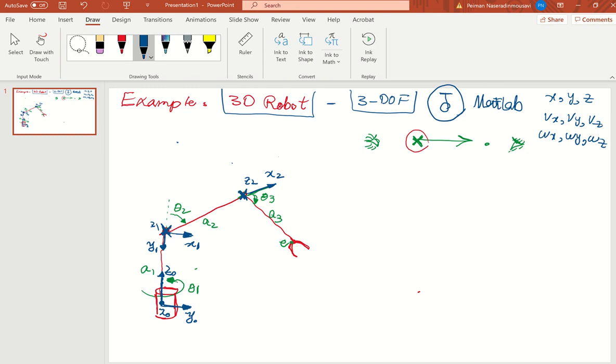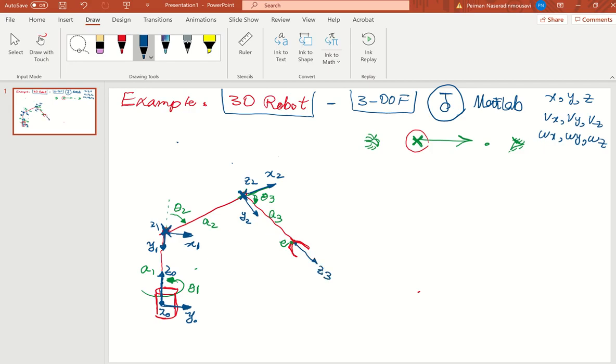Again, using the right hand rule, put your thumb in the direction of Z2, and then X2 must rotate to Y2. So here is going to be Y2. We got it. Now in the end effector, I'm going to say this is your Z3.